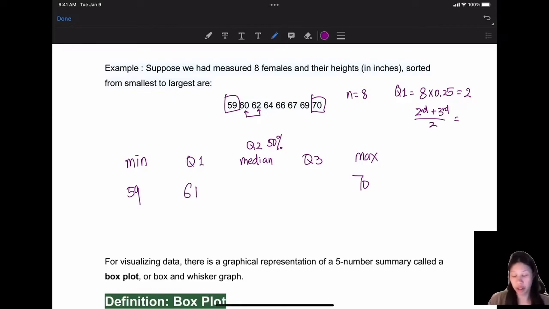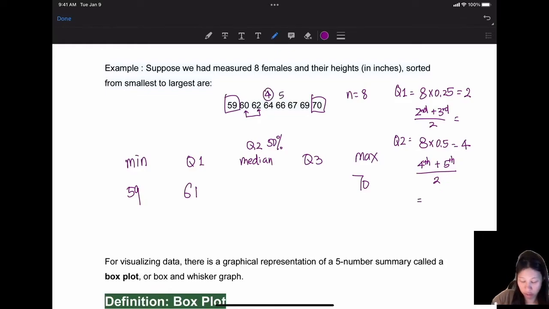Okay, median, we can use the same idea to find the median. So the second quartile should be the number of the data times 50%, which is 4. The idea should be the same: the 4th data plus the 5th data and then divided by 2. The 4th data and 5th data would be 64 plus 66 over 2, which is 65. So the median would be 65.